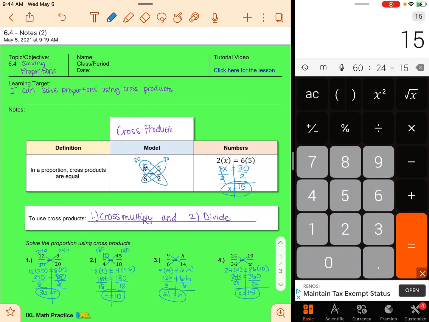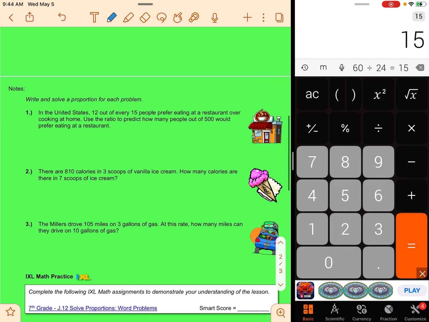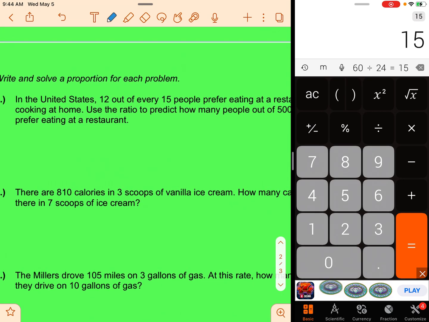Today we are going to work on the second part of the 6.4 lesson. We're still solving proportions using cross products. If you have not watched part 1, please go watch that one first and then come back. We're using the same notes from the other day. Now we're going to work on word problems. Go down to the second page and do numbers 1, 2, and 3. Alright, let's get started.